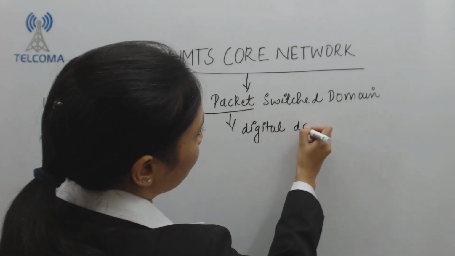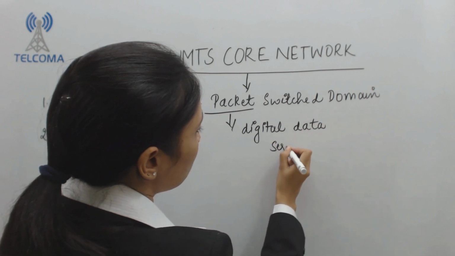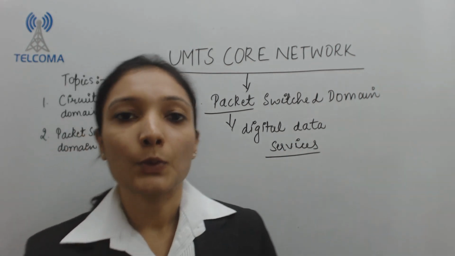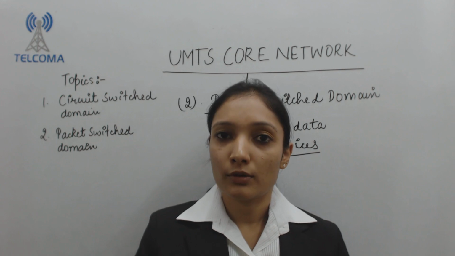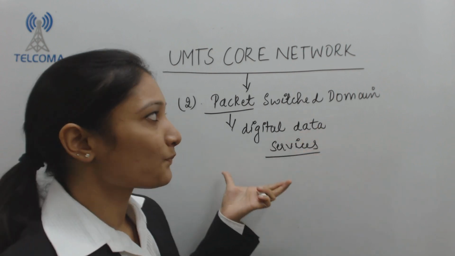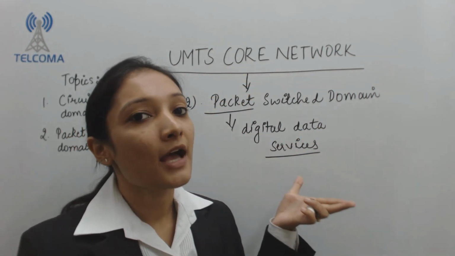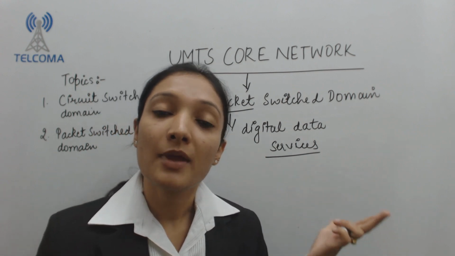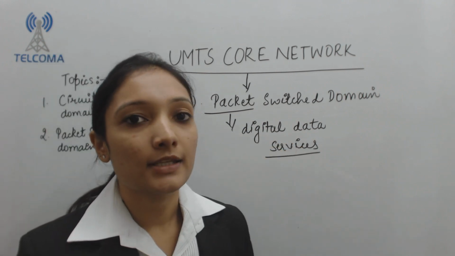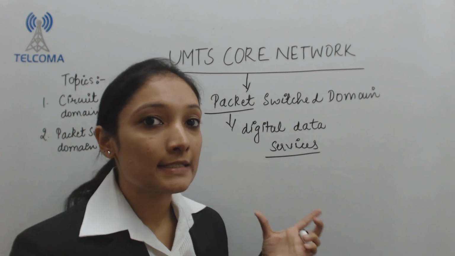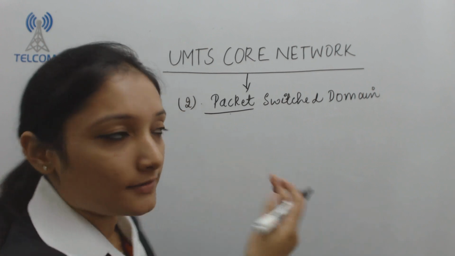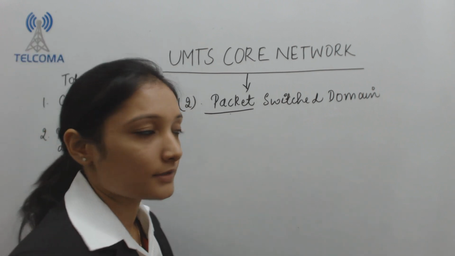the digital data services, because in current scenario the users are requiring voice call services also, and they're demanding good digital data services also, because the main emphasis here of this evolved UMTS is to provide higher speeds as compared to the existing GSM networks. So this packet switch domain is responsible for providing the digital data services. So in order to provide the digital data services, the packet switch domain is composed of two different units.